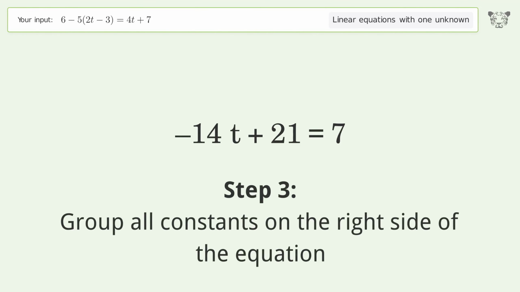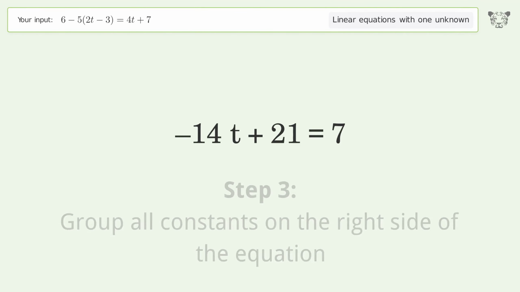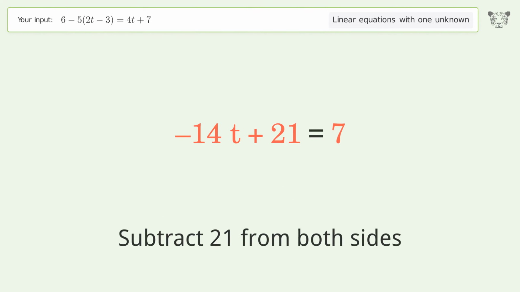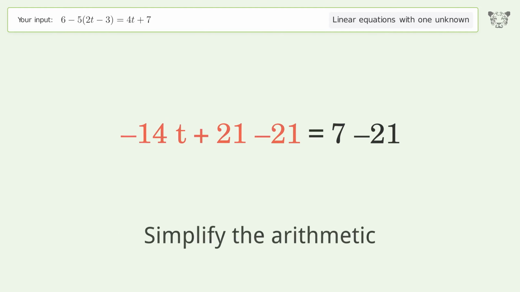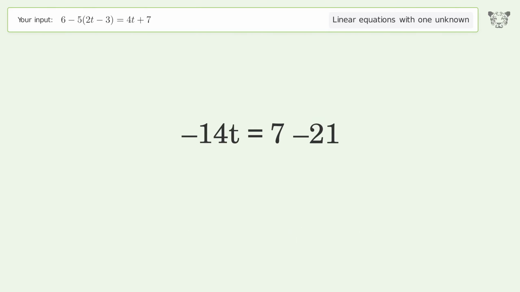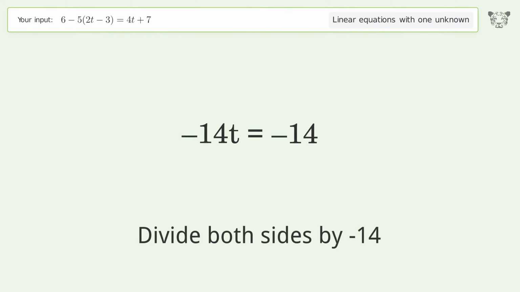Group all constants on the right side of the equation. Subtract 21 from both sides. Simplify the arithmetic. Isolate the t. Divide both sides by -14.